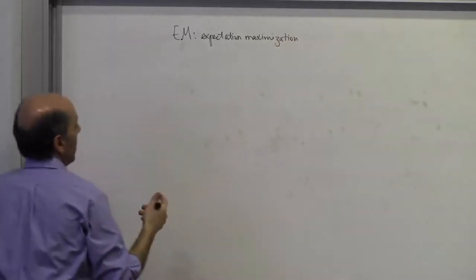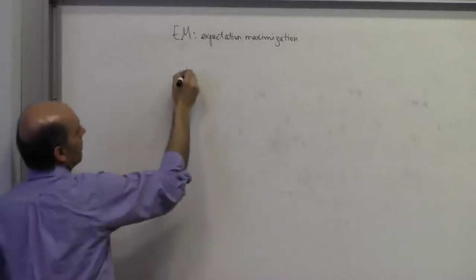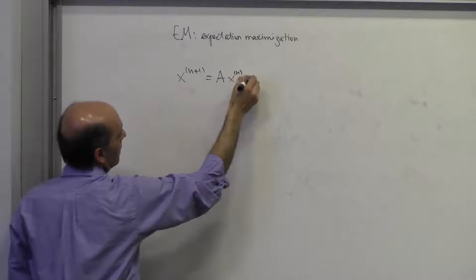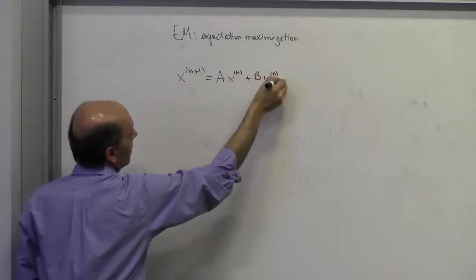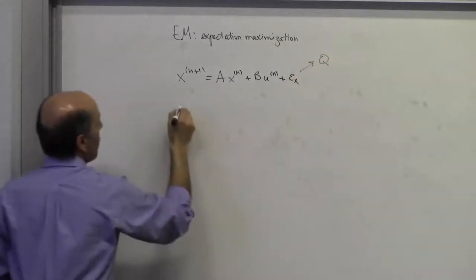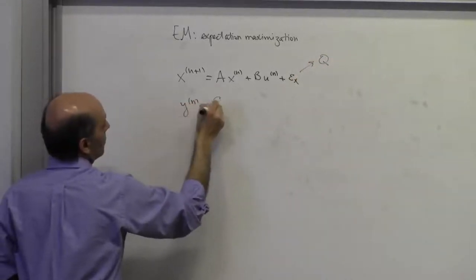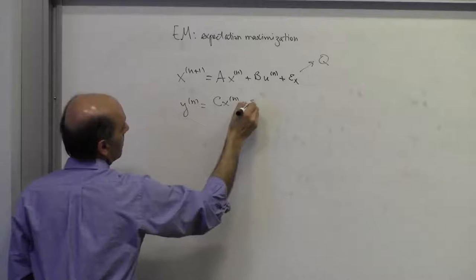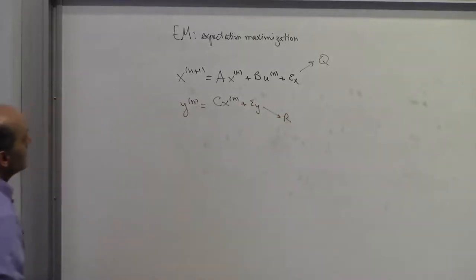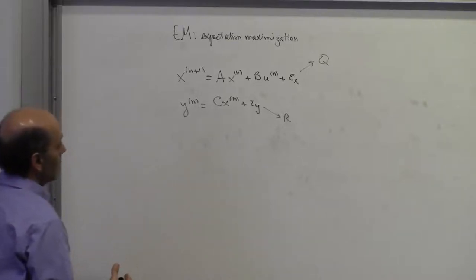And our problem remains the same. The particular problem that I want to solve for you is x of n plus 1 equals a x of n plus b u of n plus epsilon x, where this has variance Q, and y of n is equal to c x of n plus epsilon y. This has variance R.